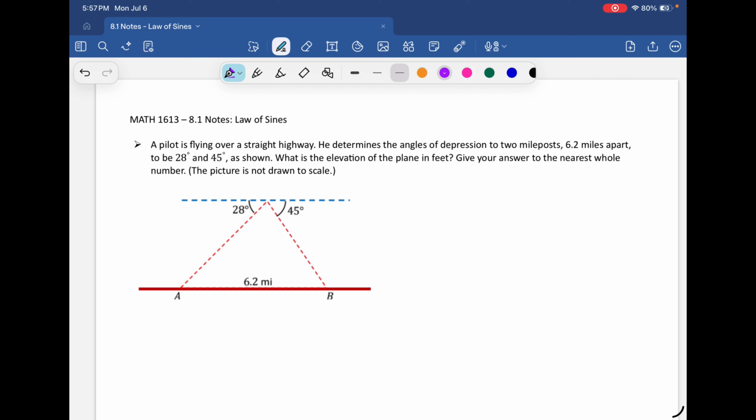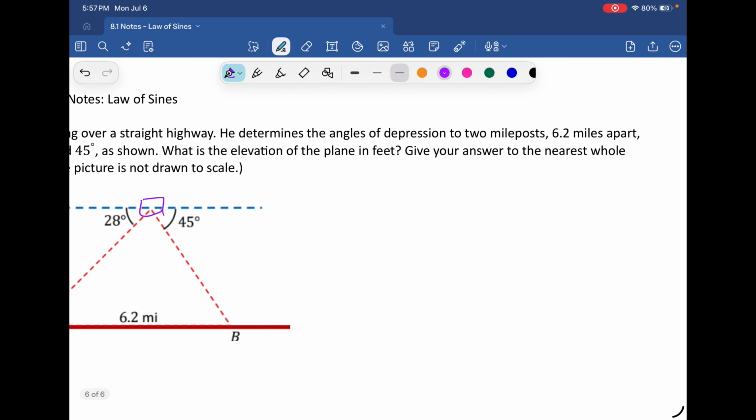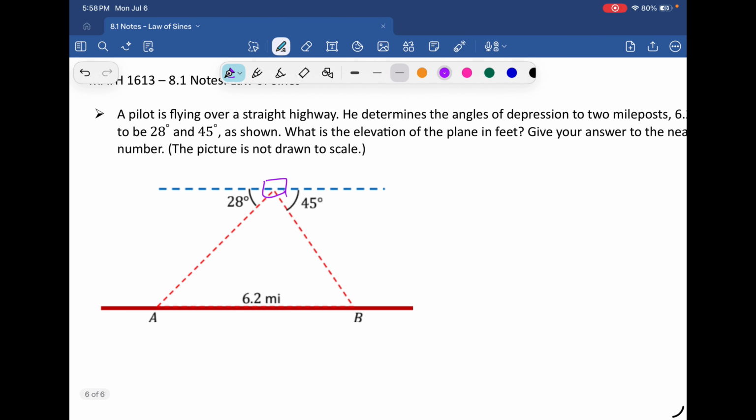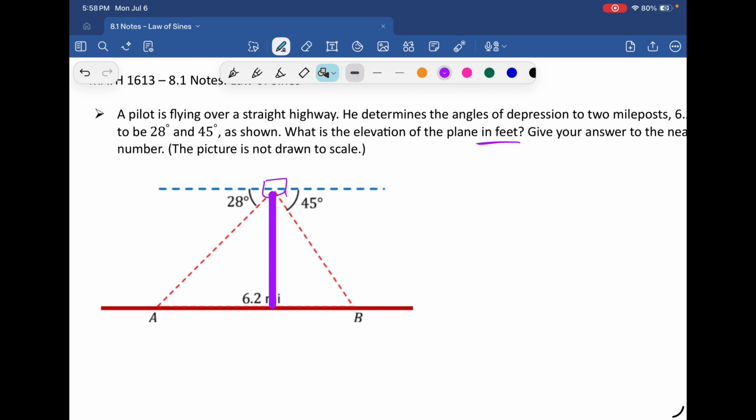Similar problem here. Different setup, but similar problem. I have an airplane that's sitting right here, and we're supposed to find the altitude. Make sure you follow directions in feet. Our measurements are given in miles, so we're going to have to do a conversion there. I want to know that distance. Again, I'm going to call it X because I can.